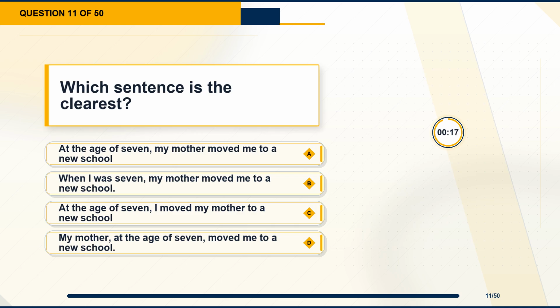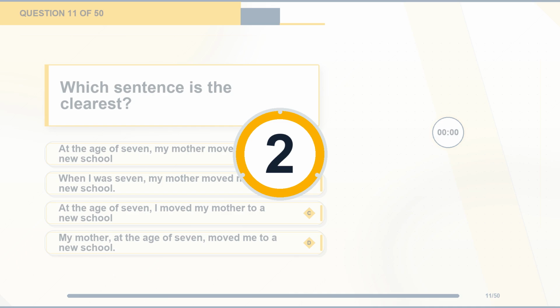Question 11. Which sentence is the clearest? Option A, at the age of 7, my mother moved me to a new school. Option B, when I was 7, my mother moved me to a new school. Option C, at the age of 7, I moved my mother to a new school. Option D, my mother, at the age of 7, moved me to a new school.